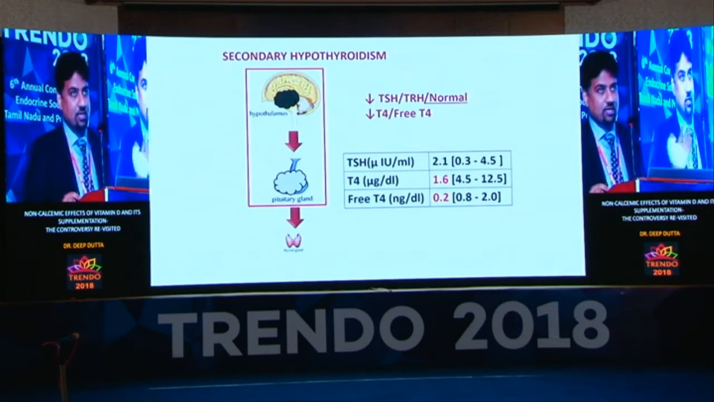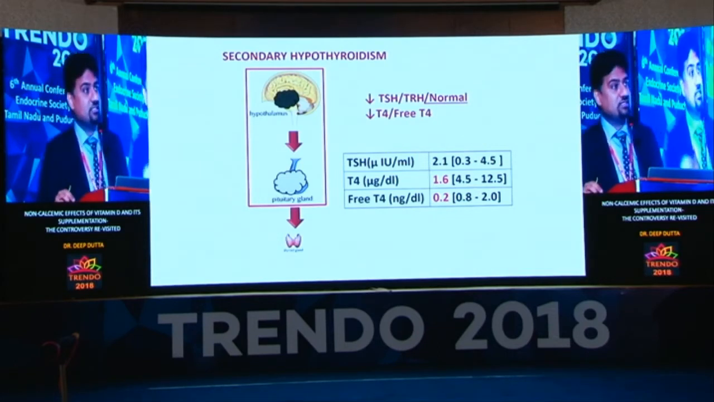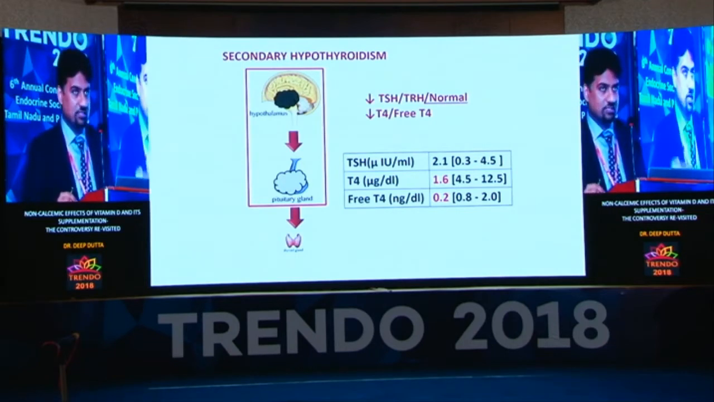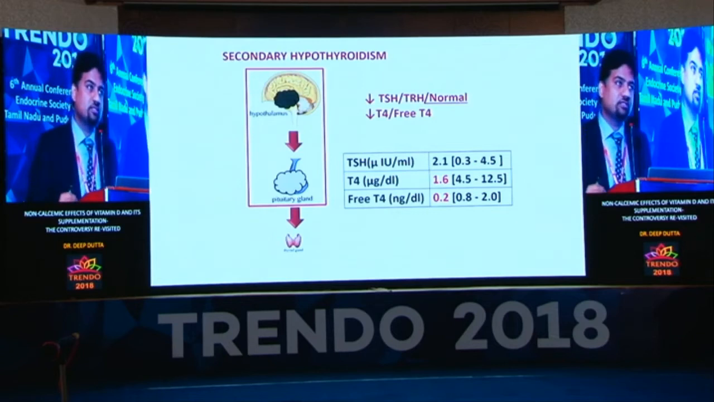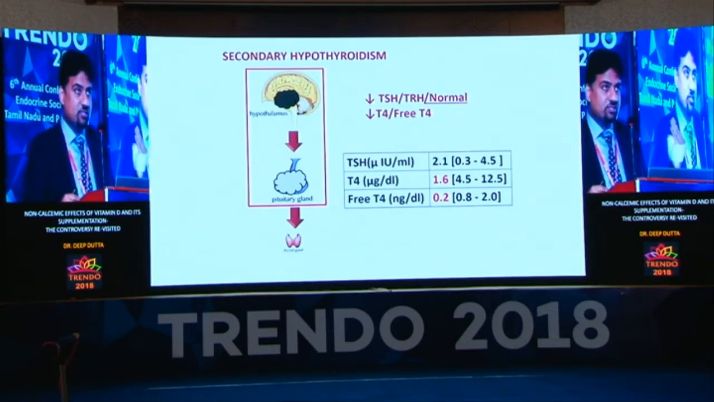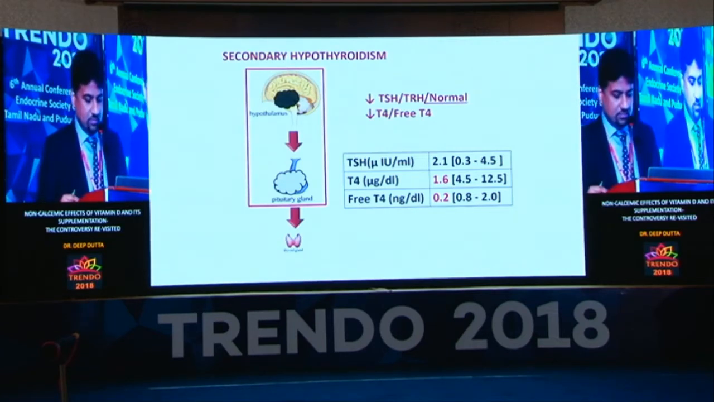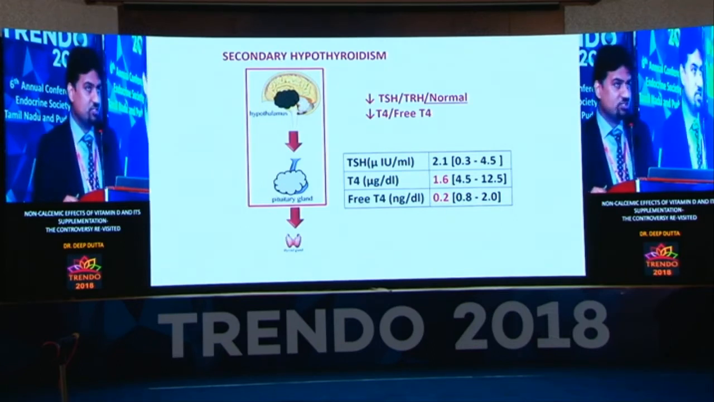Like in this particular case, the TSH may actually be within the normal range, but it is much less, or inappropriately low, for the amount of T4 that is there. I know that classical teaching says that whenever there is secondary hypothyroidism, there will be low TSH, low T4, low free T4. But in this patient, the TSH is inappropriately low for the level of low T4, and this is secondary hypothyroidism. So only asking for TSH doesn't help.